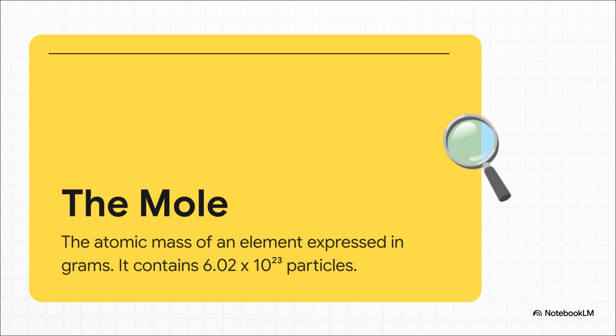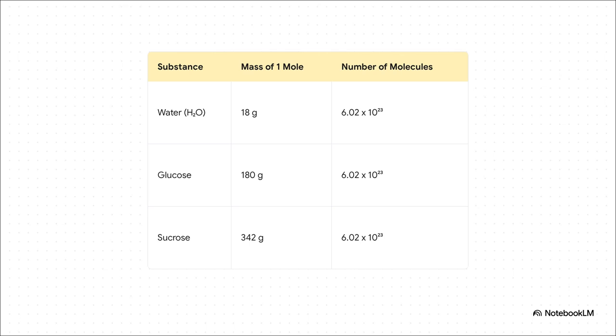It connects the microscopic world of atoms that we can't see to the world we can see and measure in a lab. And this, right here, this is the key. A mole of water, a mole of glucose, and a mole of table sugar all have the exact same number of molecules. But because the individual molecules are different sizes, their masses are totally different. So you gotta remember, a mole is a count, like a dozen. It's not a weight. That distinction is absolutely critical.